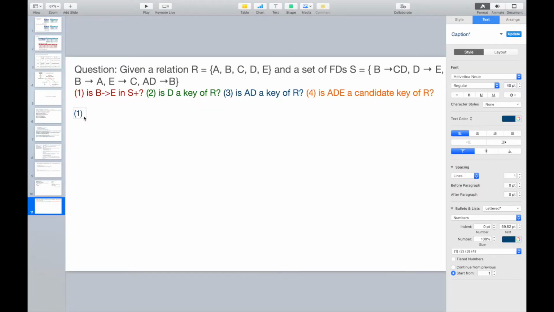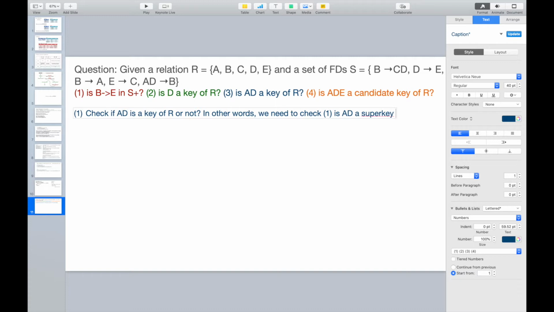Okay, so let's do problem 3 together. We want to check if AD is a key of the relation or not. We check this by checking two things, right? If you still remember, it's very similar to problem 2. Is it equivalent? In other words, you check. The first thing we need to check is: is AD a super key?